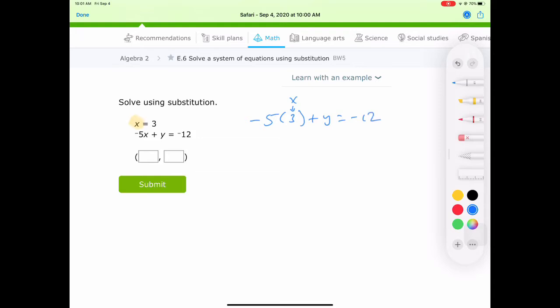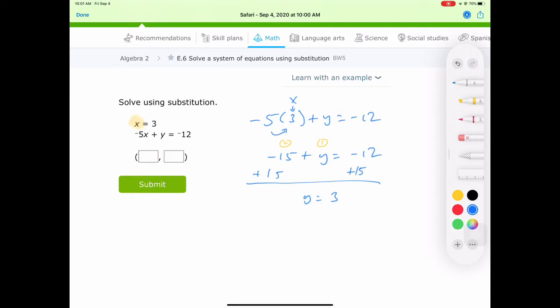We've solved for x already, we still need to find the variable y. We're solving for this system of equations where we have an x and a y. We're going to go ahead and simplify. Let's distribute the 5 and the 3. So -15 plus y is equal to -12. Solving for y, we have to get rid of the 15. We add 15 to both sides. Opposite operation of -15 is +15. Y is equal to 3.